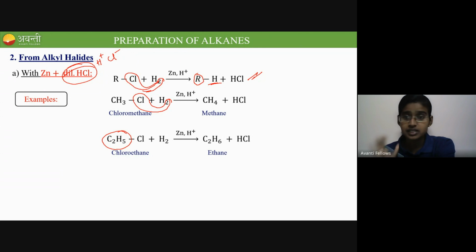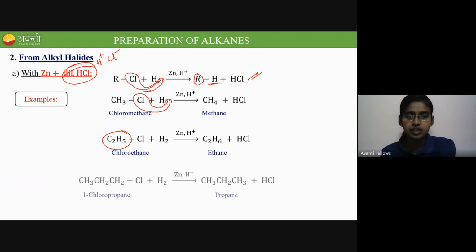Just the skeletal structure alone you have to study. You don't have to memorize all the reactions. And the third example is given to you. It is 1-chloropropane. Here, propyl is the alkyl group, and to this alkyl group, add one hydrogen, you will get propane. Clear? So this is the first preparation of alkane from alkyl halide, that is using zinc and HCl.